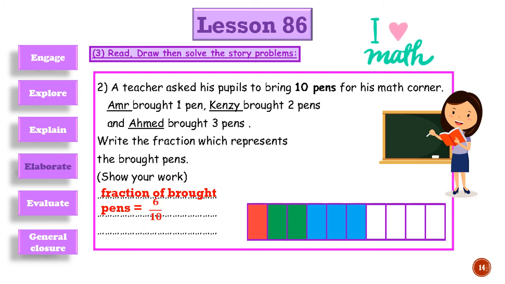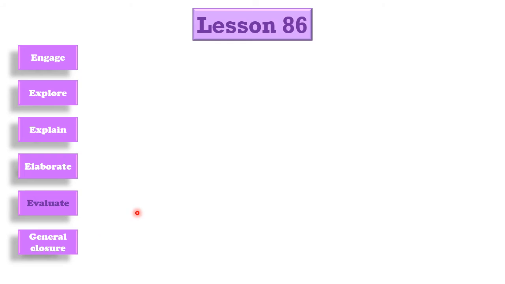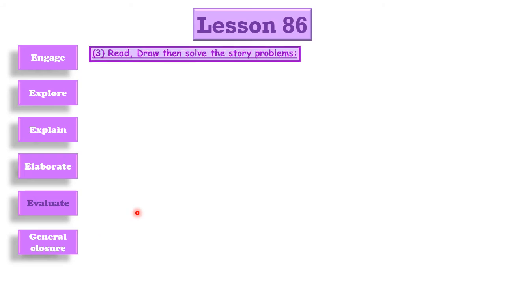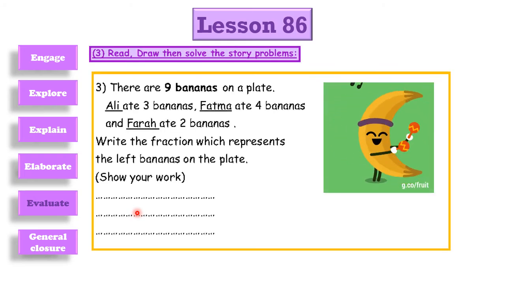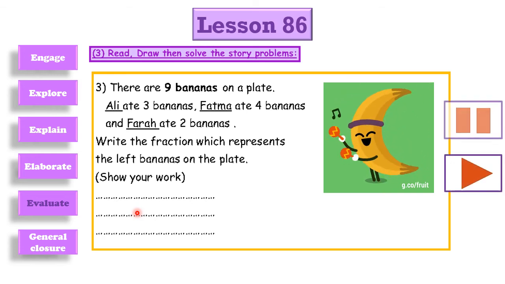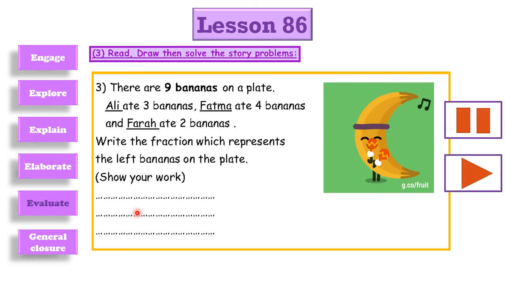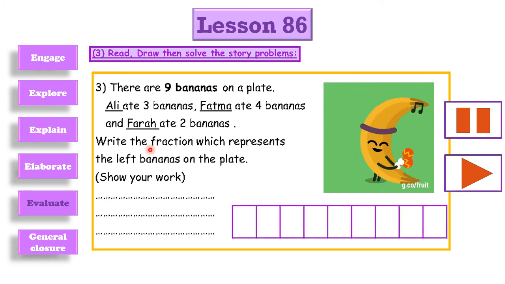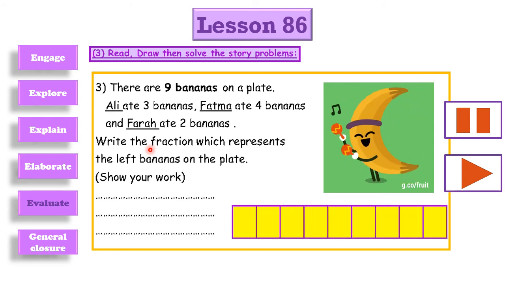Good job. Now let's evaluate our understanding of this type of questions. First, read carefully, press pause, then press play to listen to our explanation. Here we have, there are 9 bananas on a plate. Stop here. There are 9 bananas. Then, first of all, we will draw our model, which is divided into 9 equal parts, like this. Then, color all of this model yellow, like this.